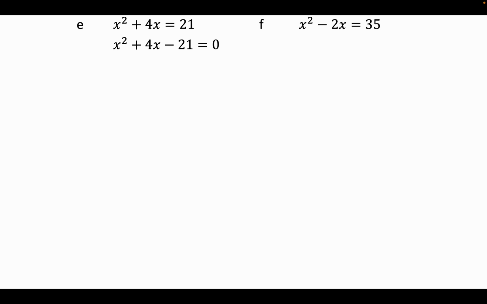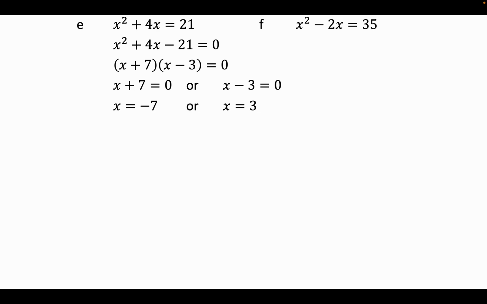At this point now, I can factor this. Two numbers that will multiply to negative 21 and also add to 4. That would be 7 and negative 3. So when we factor this, we get x plus 7, x minus 3 equals 0. Method doesn't change, split it. Either x plus 7 equals 0 or x minus 3 equals 0. Get x by itself, subtract 7 on the left, add 3 on the right, and we get our two answers of x equals negative 7 or x equals 3.